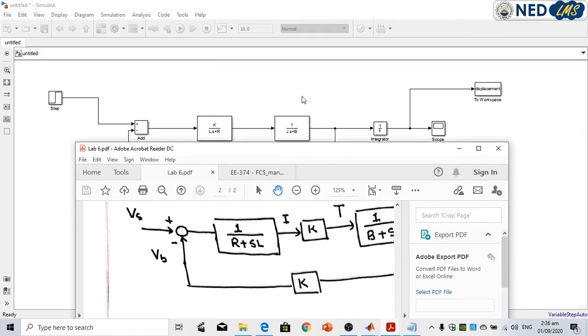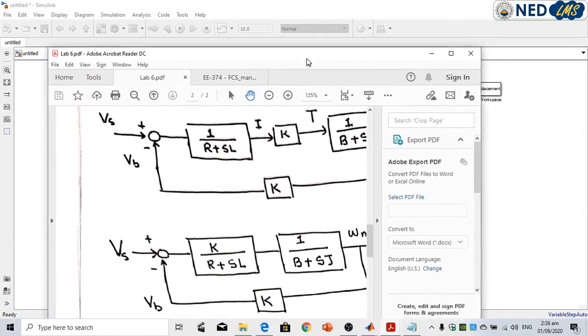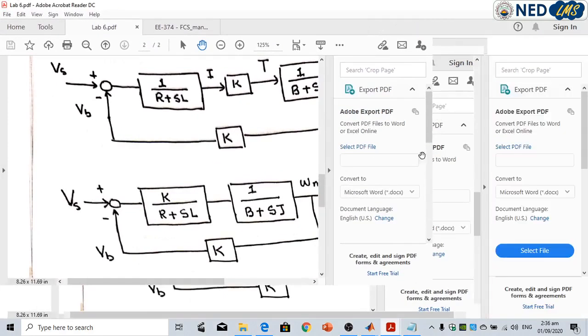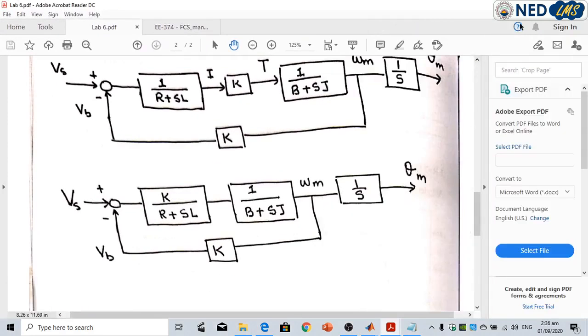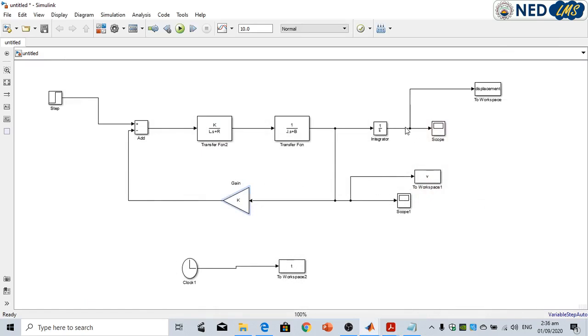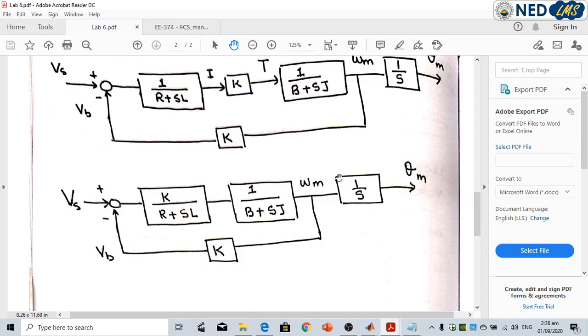Then we need a block of integration, same be the case here, a block of integration, and the output of this block is the angular displacement. Before this block of integration is the angular velocity, and this angular velocity is given to K. Same be the case here. This angular velocity is given to this block with gain K.